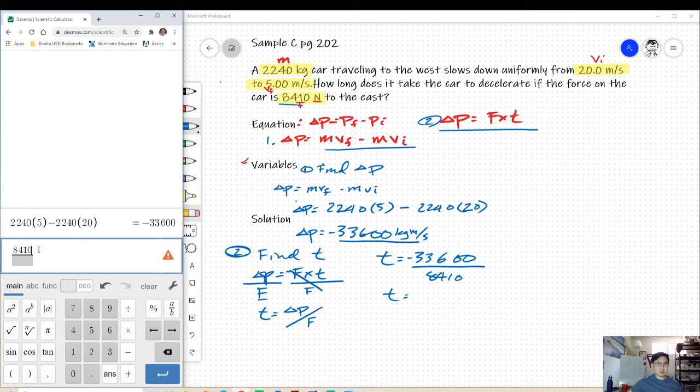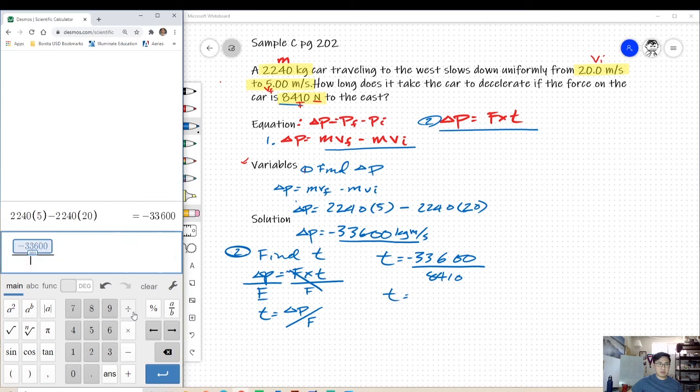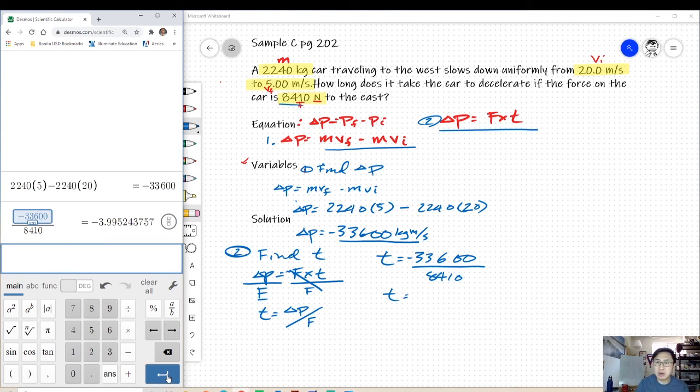So my time is equal to, so I just got to divide this by 8410. Oh, I gotta do the answer. Divided by 8410. There you go. It's around 4 seconds. Don't worry about the negative. There's no such thing as negative time, right? So here it's around 3.995. If I round up, it's 4. Time is equal to 4.00 seconds. Great.